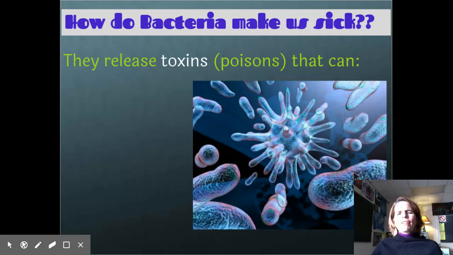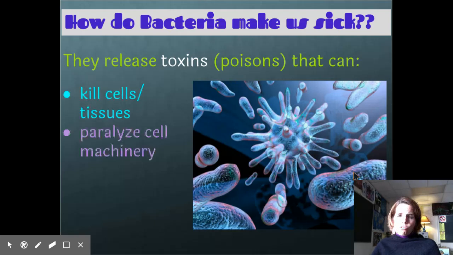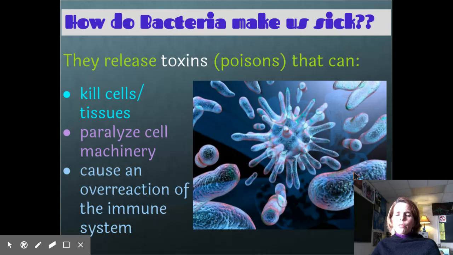All right, so we knew from viruses that they made us sick by causing our cells to burst open, basically. So how is it that bacteria make us sick? Well, they make us sick by releasing poisons. And those poisons or toxins can kill tissue and cells. It can paralyze our cell machinery, and it can cause an overreaction of the immune system.